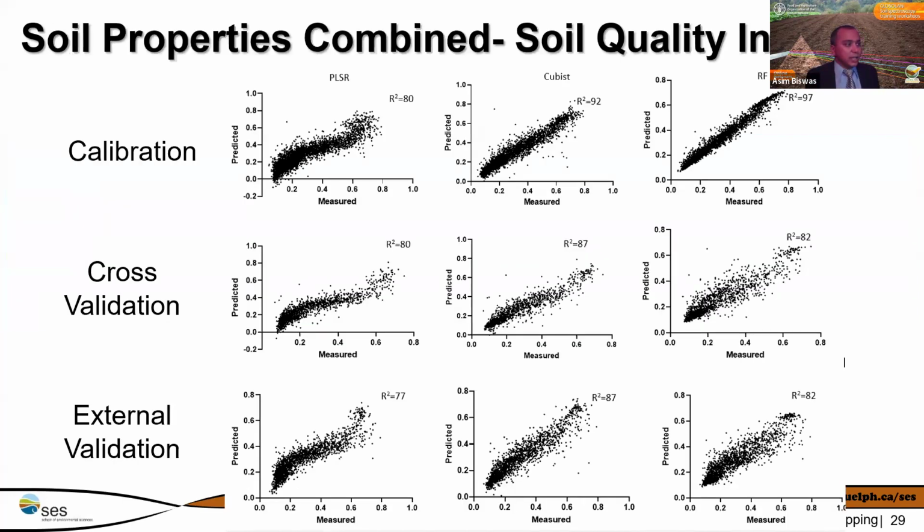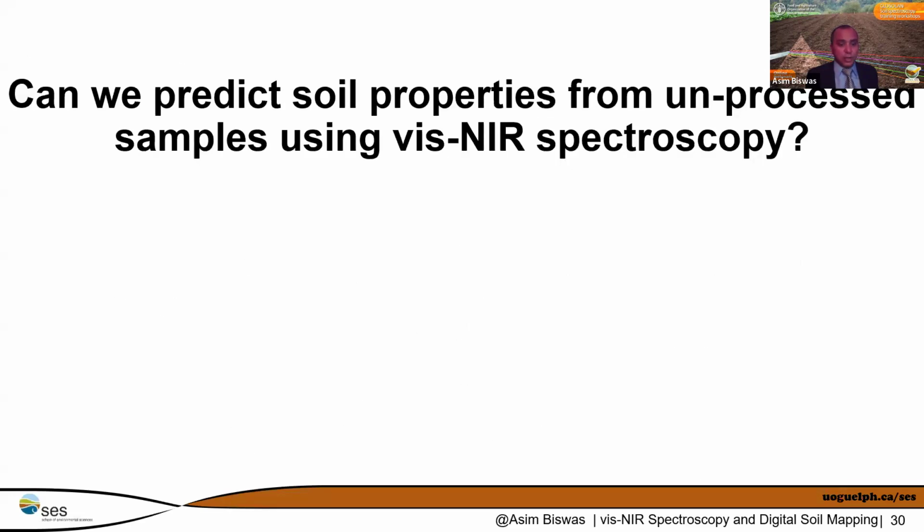And when you look at the calibration for the soil quality index, not only multiple modeling approaches like PLSR, Cubist, and RF, or random forest, we looked at calibration, cross validation, and external validation for that. I think this one was done with about 8,900 samples. So we have seen that promise, not only talking about individual properties, but we can take a combination of properties to go forward and talk about our soil.